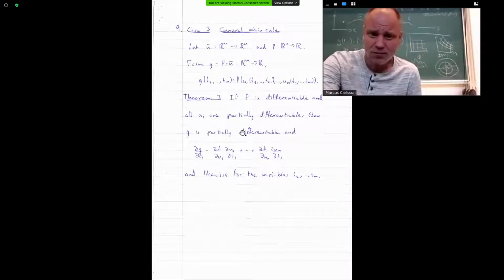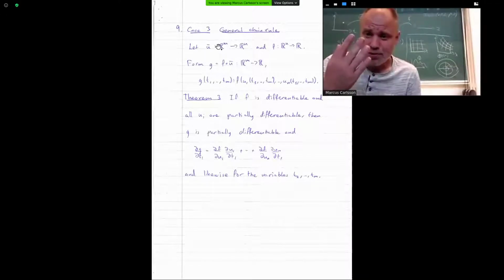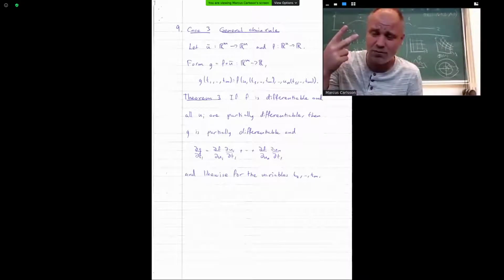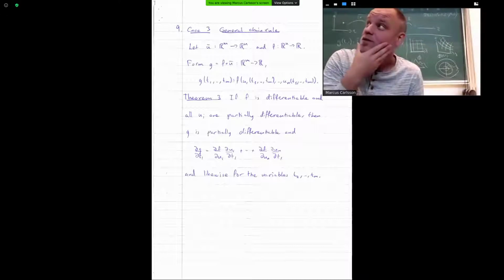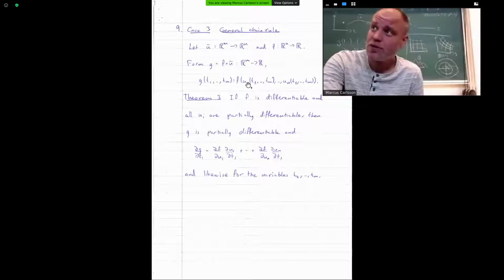And here's the theorem. All right, so f needs to be differentiable. The Uis need to be partially differentiable. And okay, the fact that there are m Uis is not complicating at all, because just like what we saw here in the 2 variable situation, if you want to do one partial derivative, you just freeze all the other ones, right? So you can just think of them as not even being there. So the question is, what happens with this intermediate here?